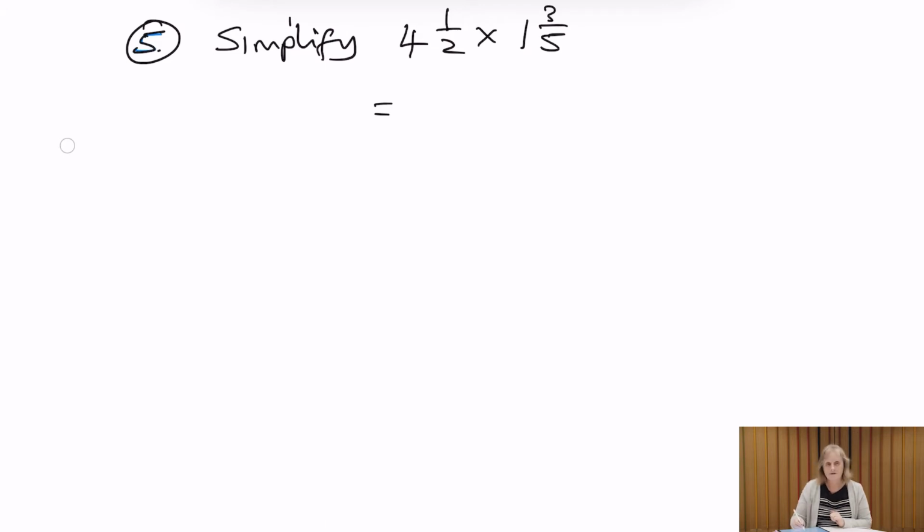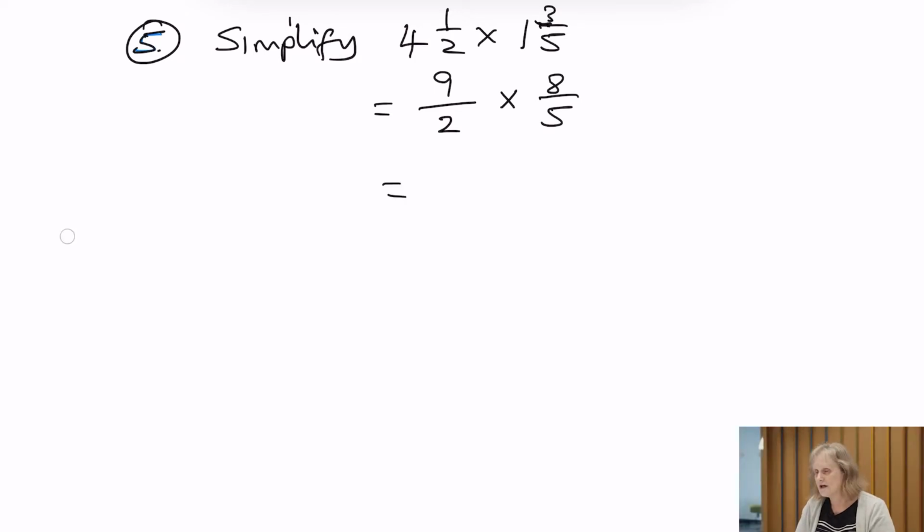So 4 and 1/2 is a mixed number. We want to write it as an improper fraction. The denominator stays the same, it's 2. 4 times 2 gives us 8, plus 1, so that means we have 9 over 2. And then we're multiplying by 1 and 3 over 5. So 1 times 5 is 5, plus 3 gives us 8 over 5.